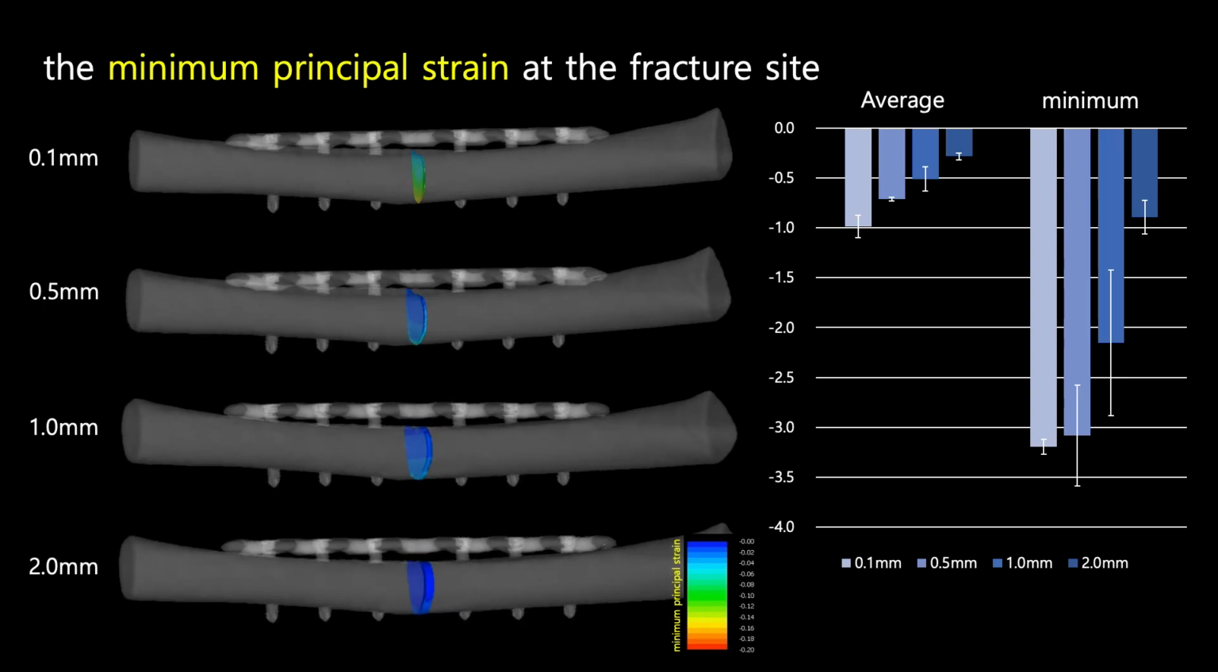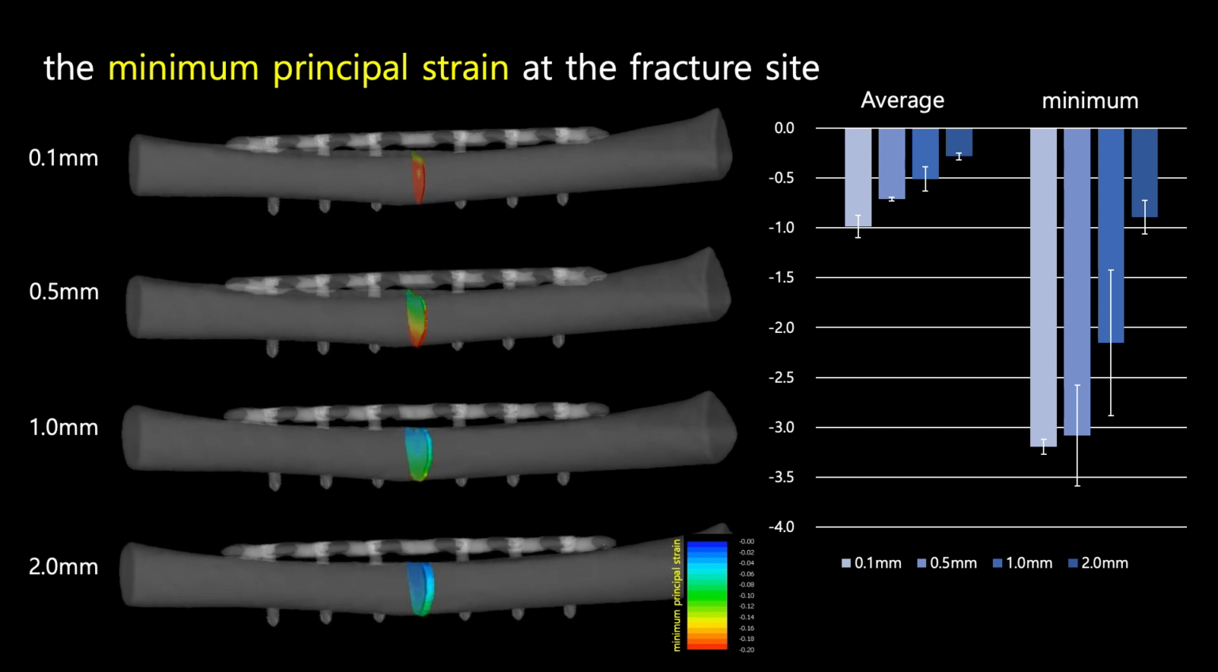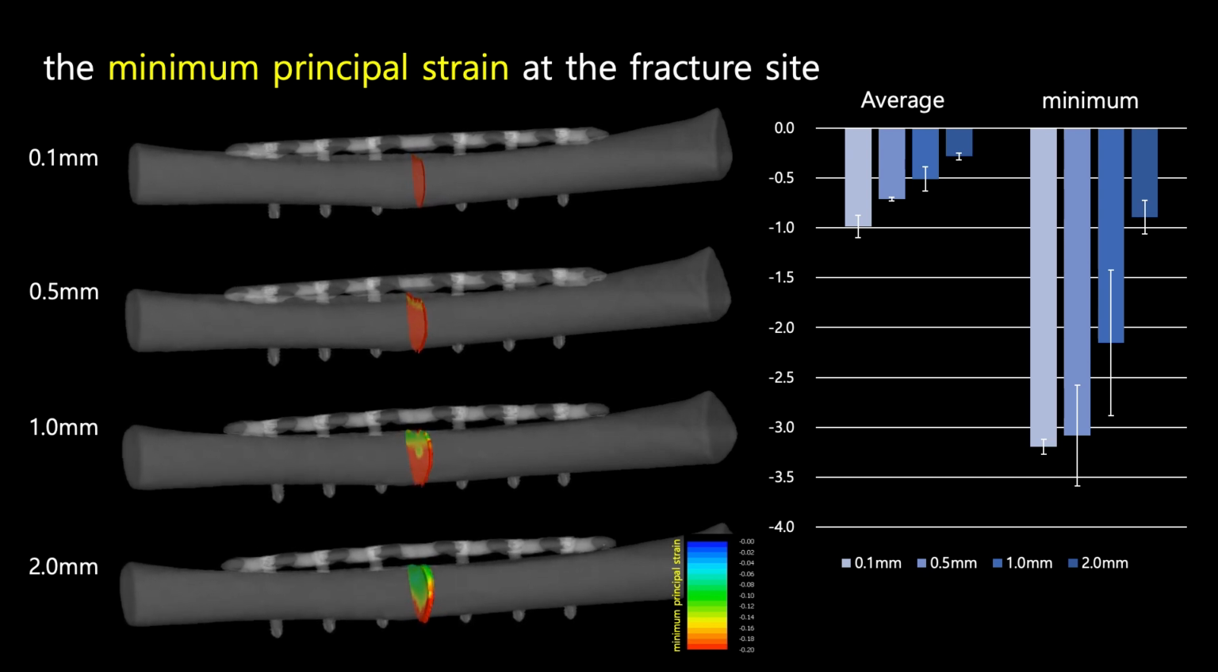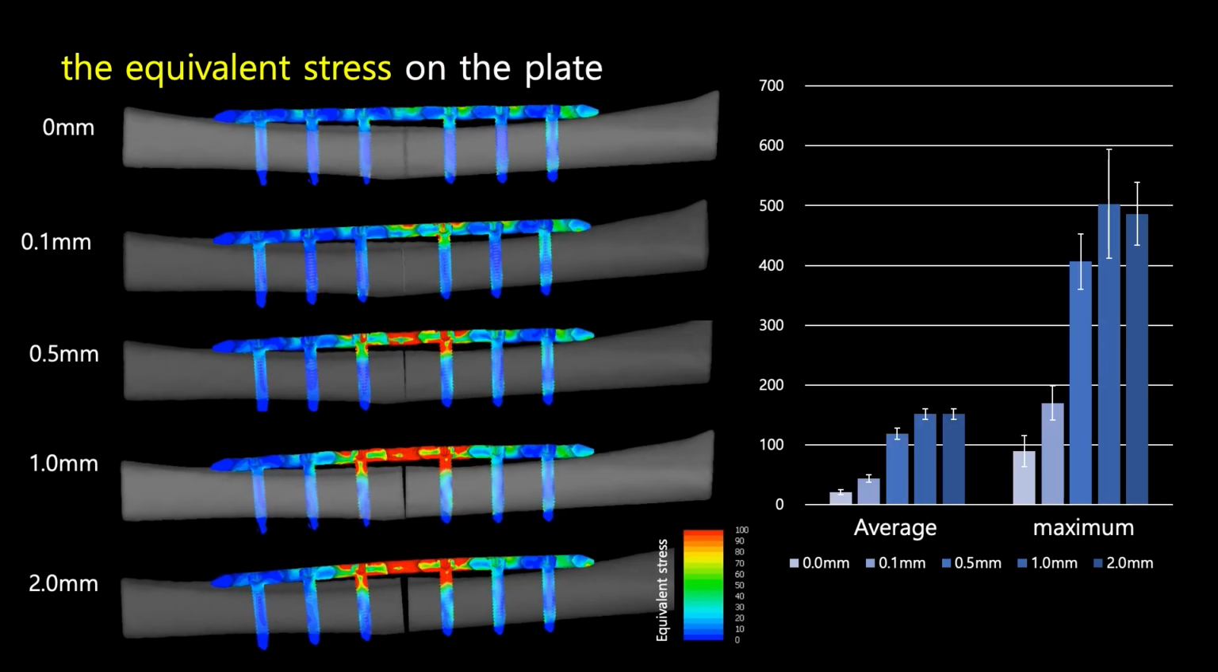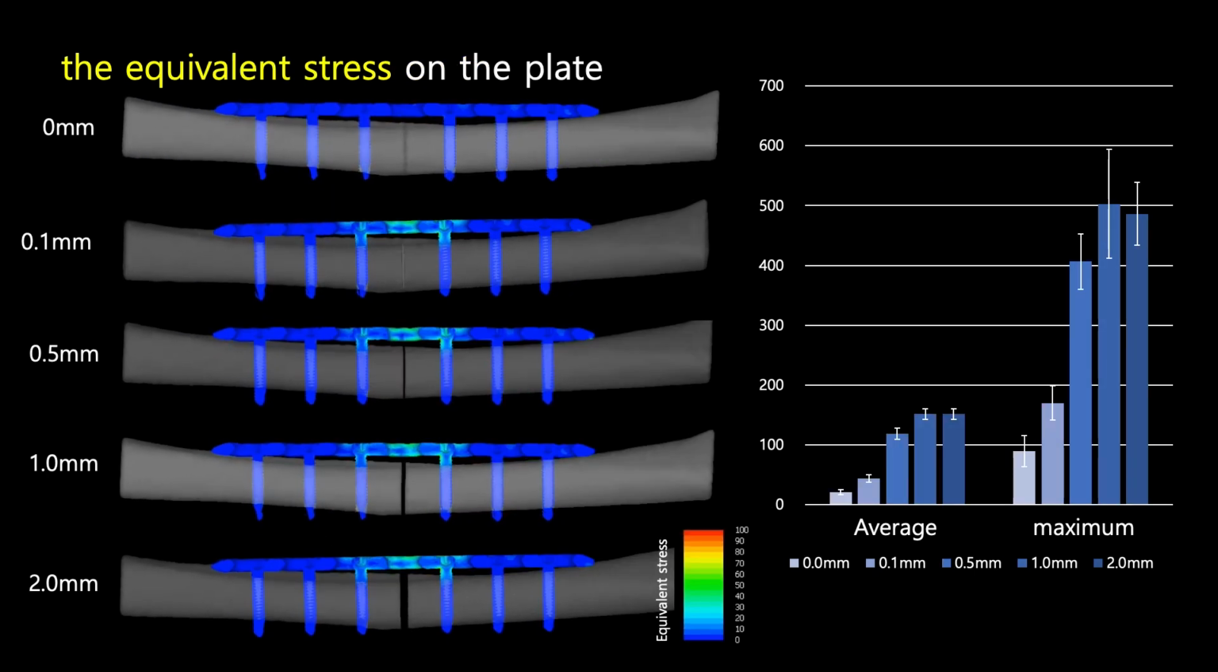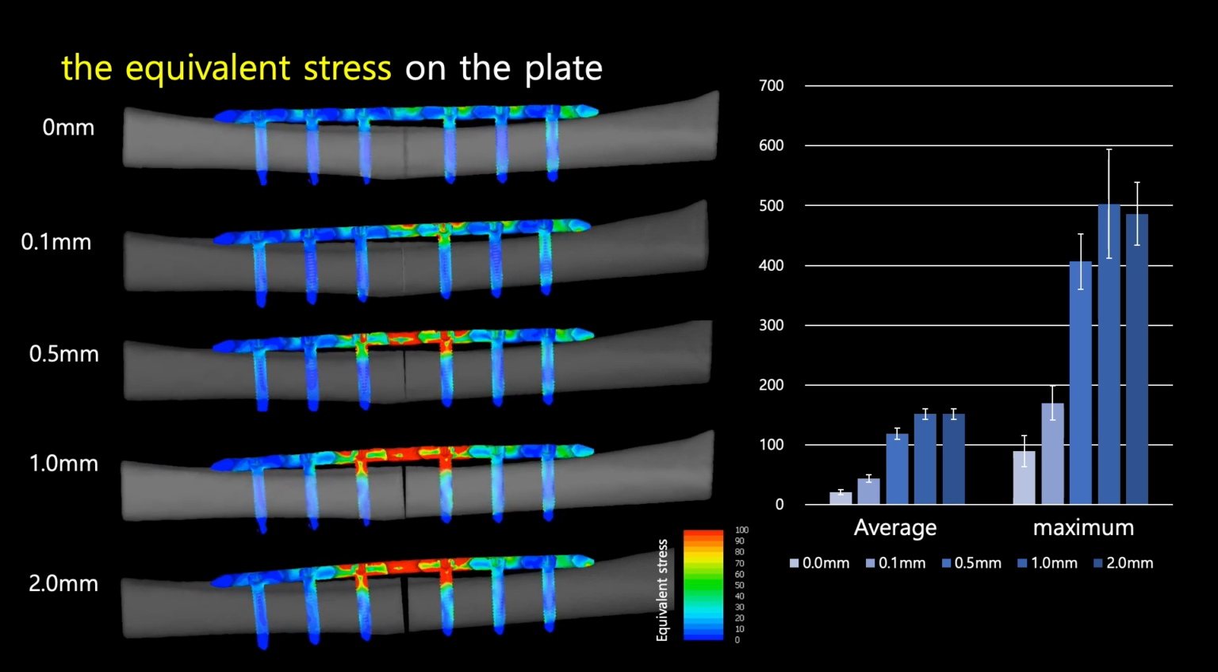First, the minimum principal strain at the fracture site is shown. The narrower the gap, the smaller the minimum principal strain. If the gap is 0.1 mm, bone healing cannot be expected. On the other hand, when the gap width is narrow, the bone fragments are in contact with each other and the equivalent stress on the plate is reduced. As the gap width increases, the stress on the plate increases.